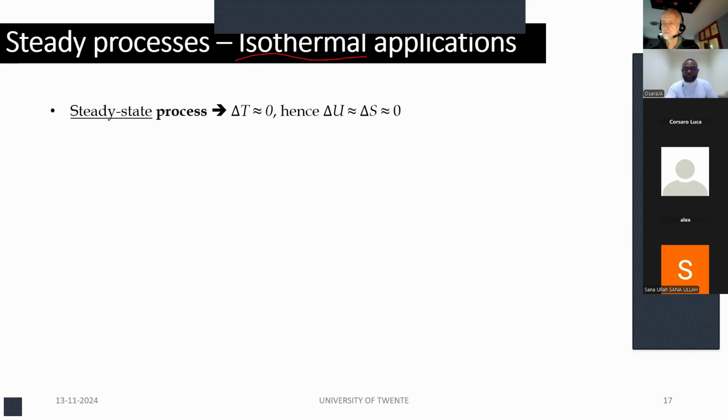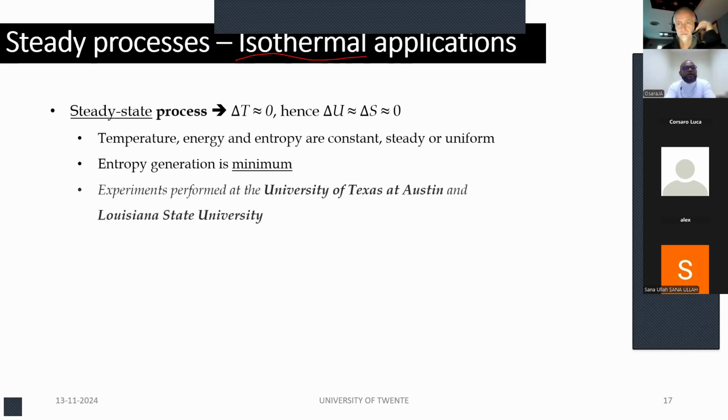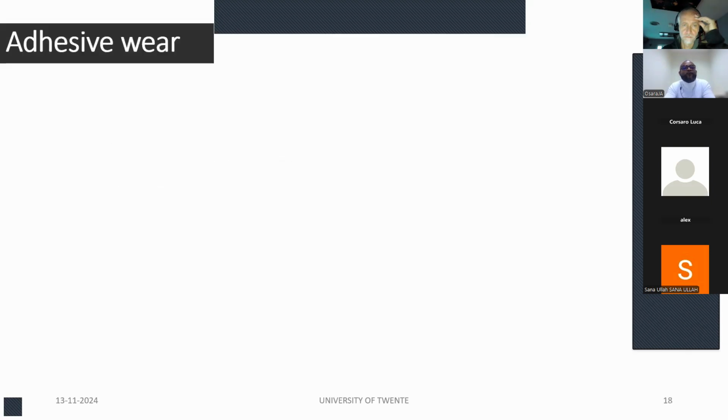And for that to happen, internal energy, entropy, energy in general is going to change steadily. So in thermodynamic terms, we will call that equilibrium formulation. So entropy generation is minimum. In the experiments I'm going to show next, some of them are performed at Texas, and the other one from Professor Kosari's lab at LSU.